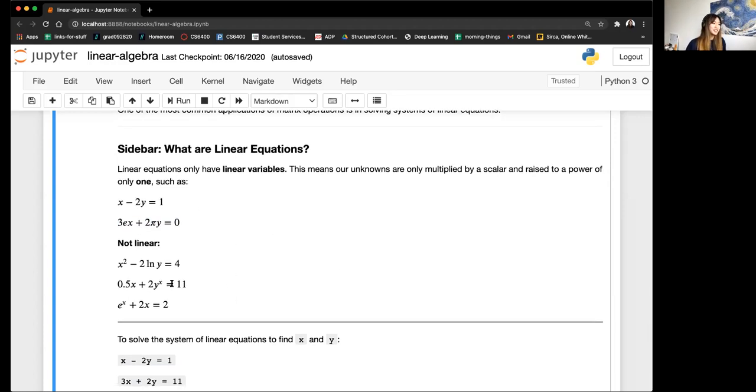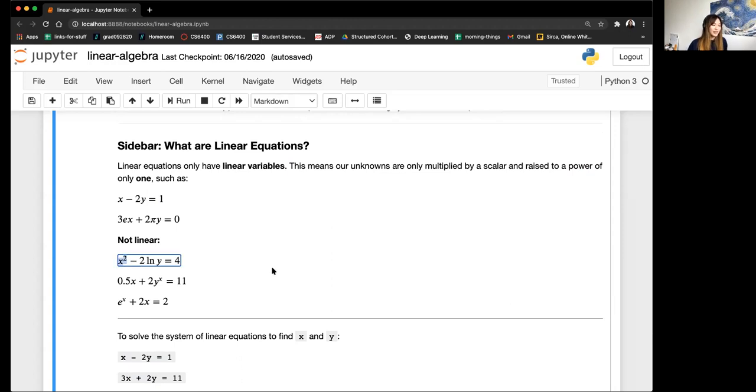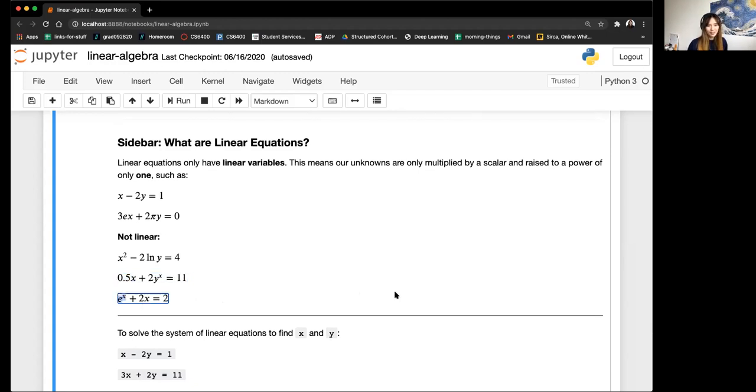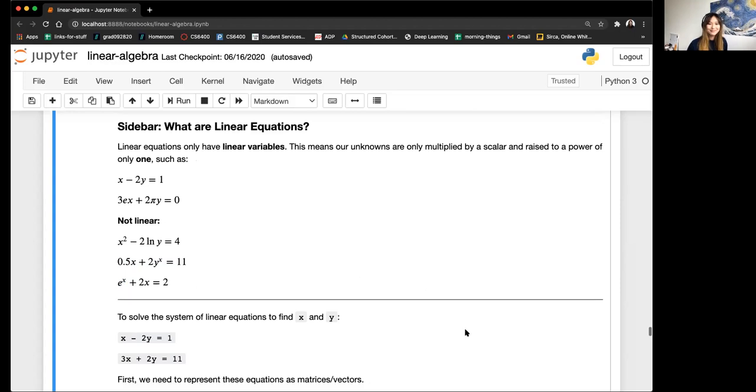Examples of nonlinear equations: here you can see x squared. Once you have a square on an unknown, it stops being linear. If you have a log, and you all did log transforms in your project, I think, if you see a log here, it's immediately not linear. Y to the power of x, that's not linear. This part is linear though. E to the power of x, also not linear. Cool.